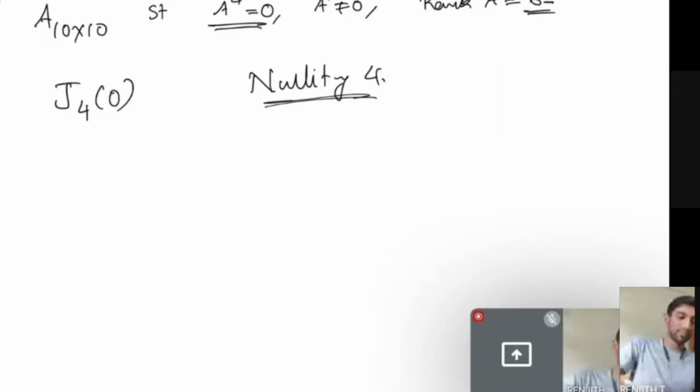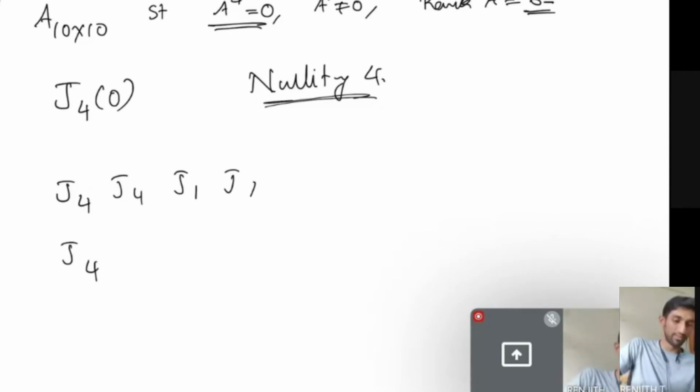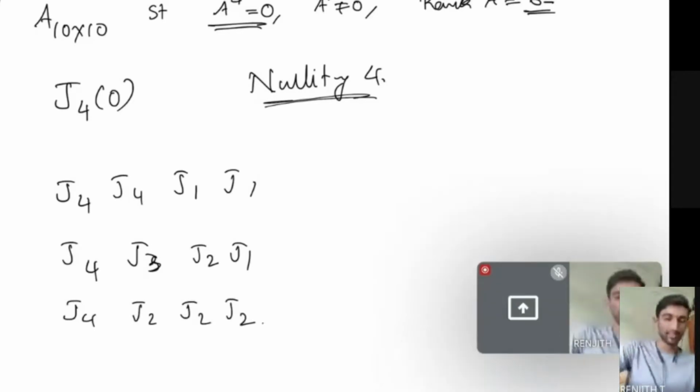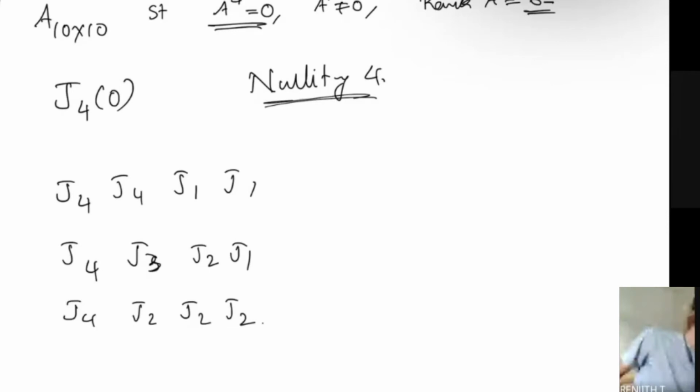One can have J4, then the sum must be 10. So J4, J4, J1, J1; J4, J3, J2, J1; J4, J2, J2, J2. So these are the only possibilities. This was a question in a mid-semester question paper: which are the possibilities? There was one more option there, which I am not writing. So which are the 4 possibilities of this matrix? That was the question. I don't remember which year it was asked.